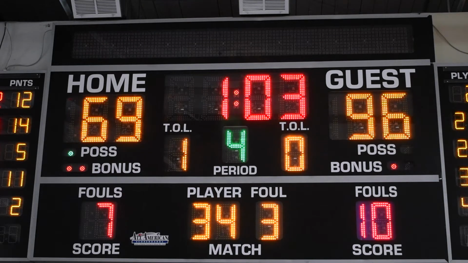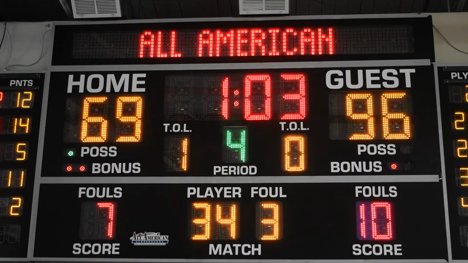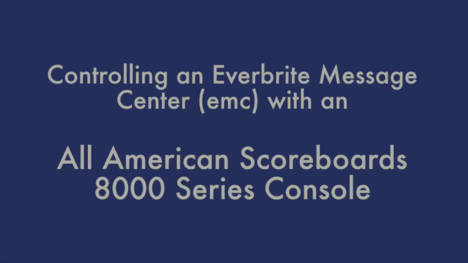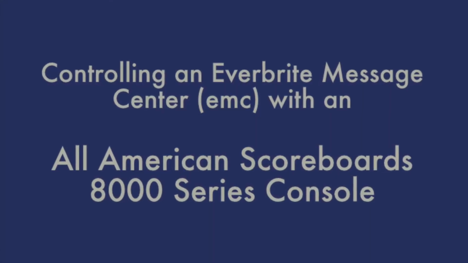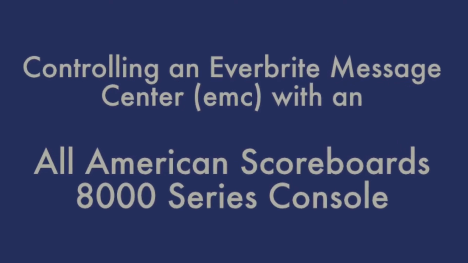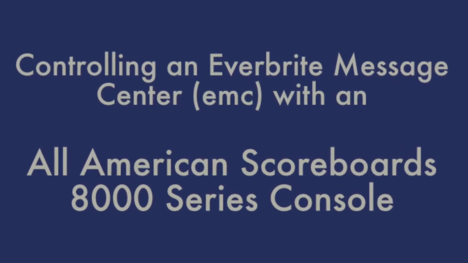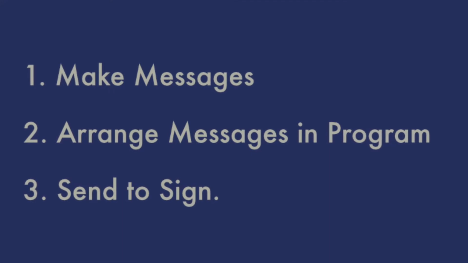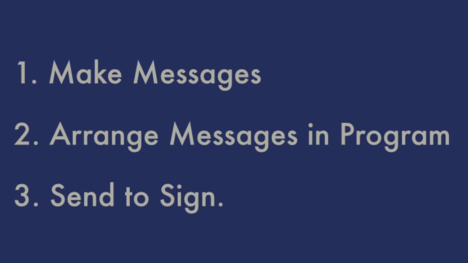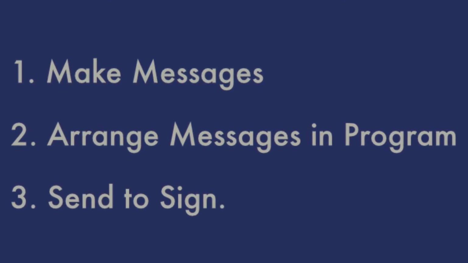Today we are going to talk about controlling your EMC with an 8000 series console. To do this, you will need at least one 8000 console. You will need two 8000 consoles if you plan on controlling the EMC while you are also running the scoreboard. In this video, we're going to learn how to make messages, arrange messages into programs, and send it to the sign.